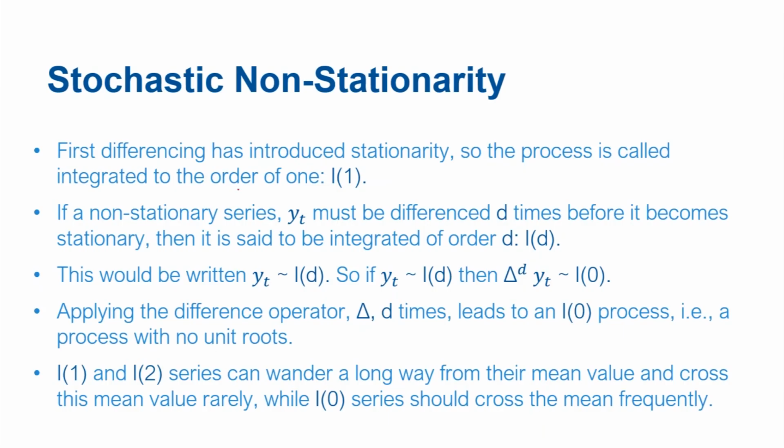Let us summarize what we discussed in this stochastic non-stationarity. We said that first differencing introduced stationarity in a process that was integrated of order 1, or I(1). So if a non-stationary series requires differencing d times, then it is said to be integrated of order d, and it can also be written as y_t ~ I(d). That means it is an integrated process of order d.